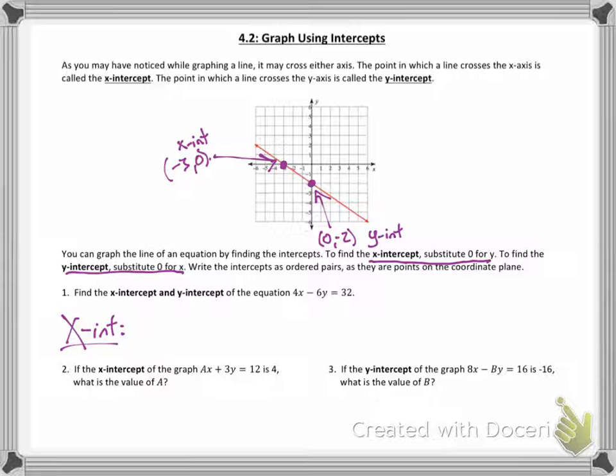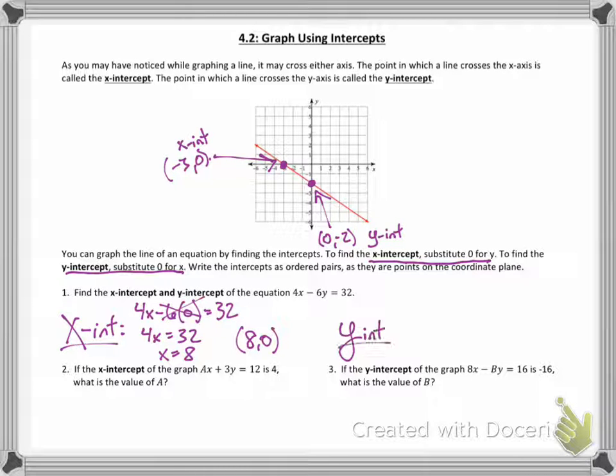If I want to find the x-intercept, that means the y value has to be 0. So I'm going to go ahead and plug 0 into the equation. The beauty of plugging in zeros is that it's going to eliminate a lot of your math, because -6 times 0 goes away, becomes 0, cancels out. So I have 4x equals 32. Divide by 4, x is 8. What that means, the x-intercept, if I were to graph it, would be at the point (8, 0), because when x is 8, the y value that was plugged in was 0.